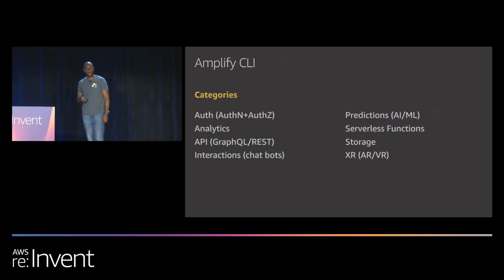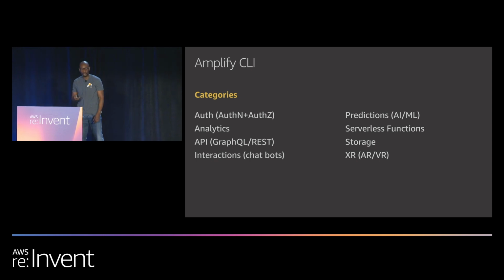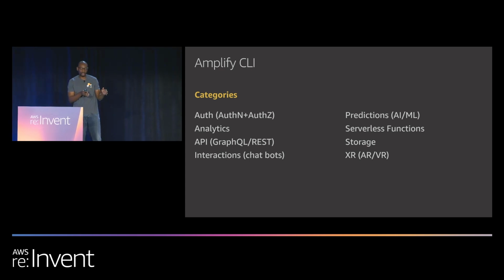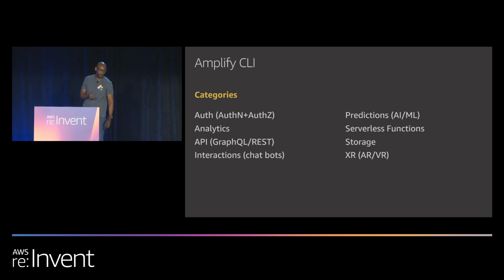So the categories that I already talked about, auth, analytics, those are the same that you saw earlier. And one thing that you'll notice is that the categories that we have in the CLI match the categories that we have in the library. So once you've deployed something into the cloud, once you've deployed that API into the cloud, you can then easily interact with it in your client application using the library.